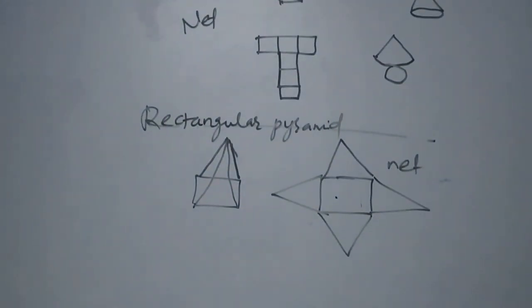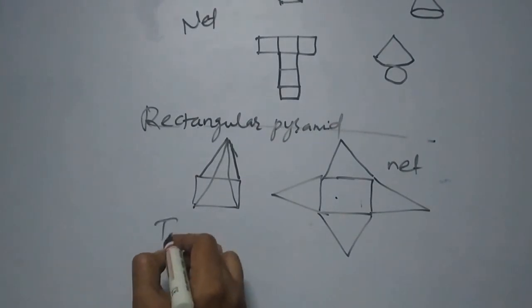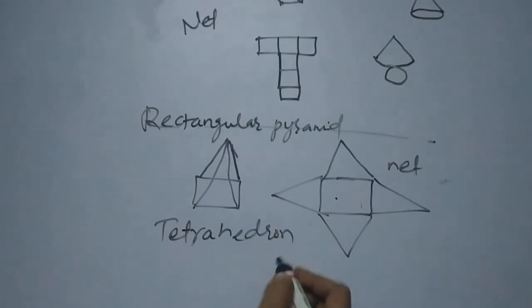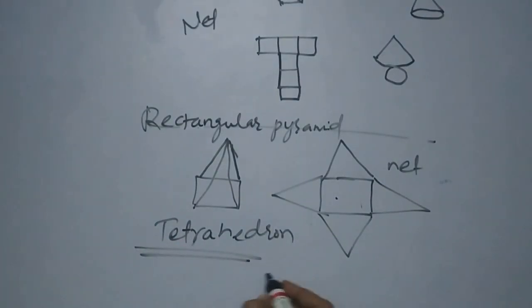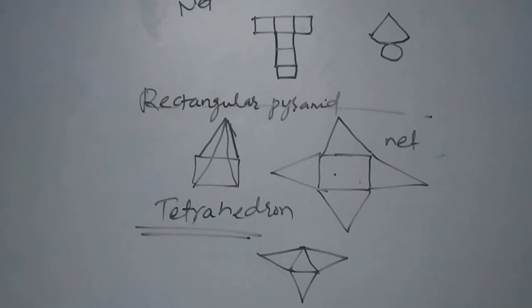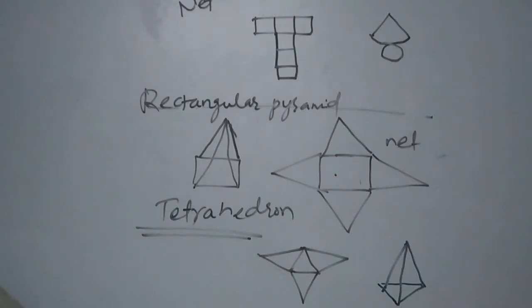Then I have a tetrahedron. In a tetrahedron, all four faces are triangles. For example, this base is also a triangle, and its lateral faces are also triangles. So this will be the net of this tetrahedron. So like this, a net of a solid is an outline of the faces joined together to form a model of the solid.